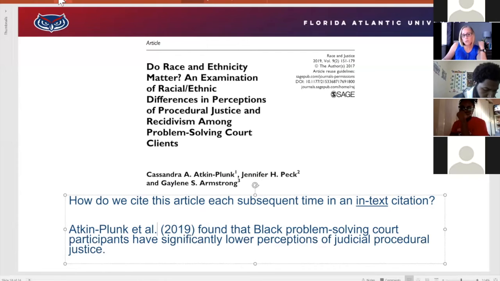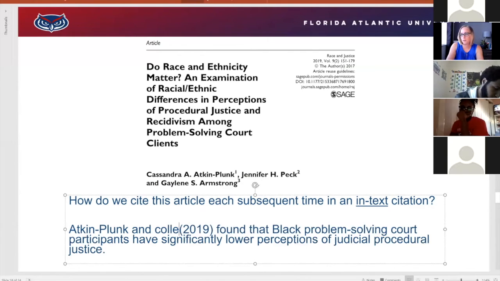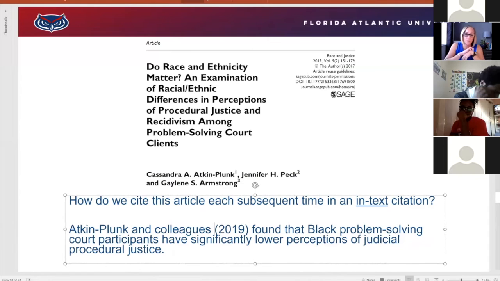You will also sometimes see people say Atkin-Plunk and colleagues. I personally think that's personal preference, and there's nothing necessarily wrong with saying "and colleagues." I've also written and submitted things to journals where reviewers came back and said, you can't say "and colleagues," you have to say et al. I think it's personal preference, okay? But when you get to the parenthetical citation, it's not personal preference.